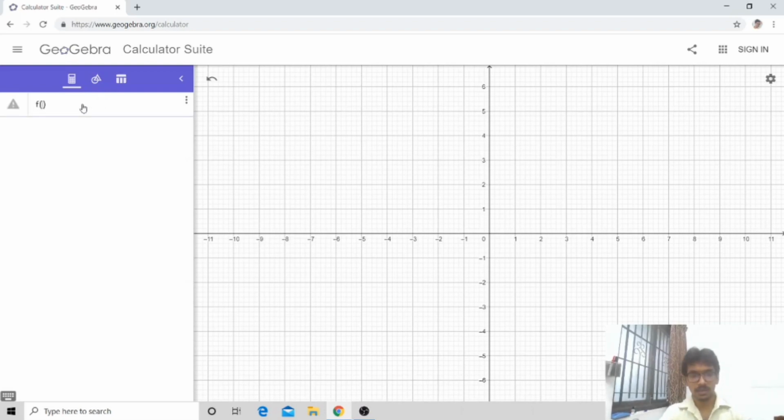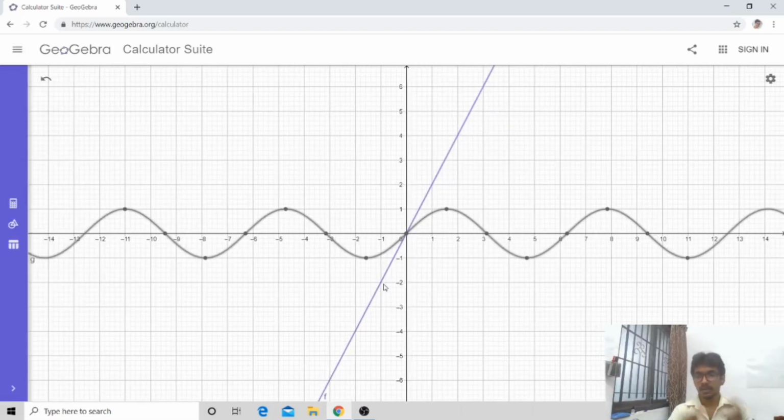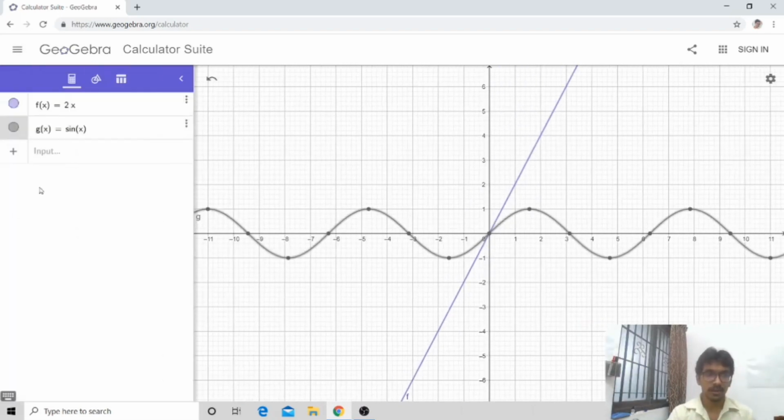Let me consider my f of x to be 2x, and let me consider my g of x to be sin x. Here you are able to see how the functions f of x and g of x behave, and you may see this in the graph. Now I am going to make the composition g composite f. That is, I am going to input the value of f to g, and I am defining that function to be h of x.